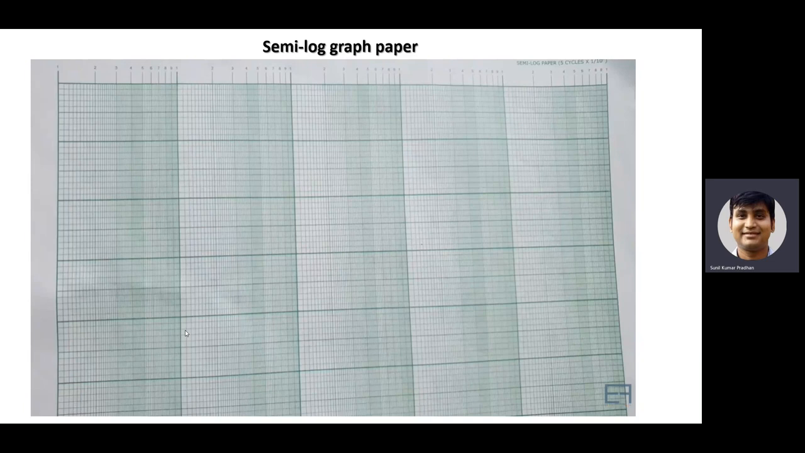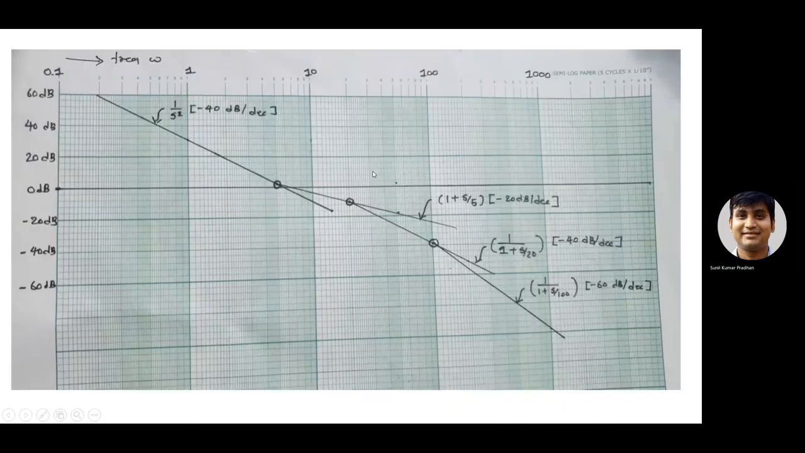After that, we have to go for plotting of the Bode plot. The Bode plot can be plotted on semi-log graph paper. Your semi-log graph paper generally looks like this. In this case, on the x-axis, the horizontal axis, we take angular frequency, and on the y-axis, the vertical axis, we take gain as well as phase. Let me tell you how to mark this angular frequency.